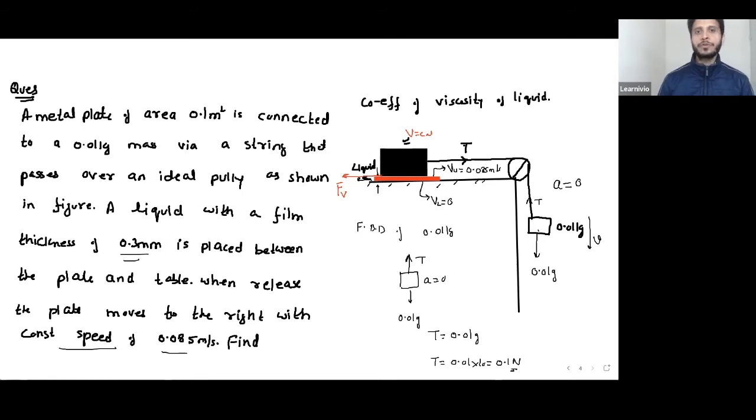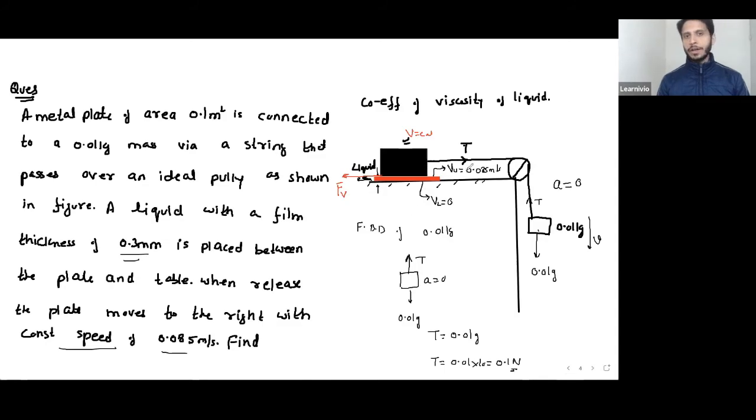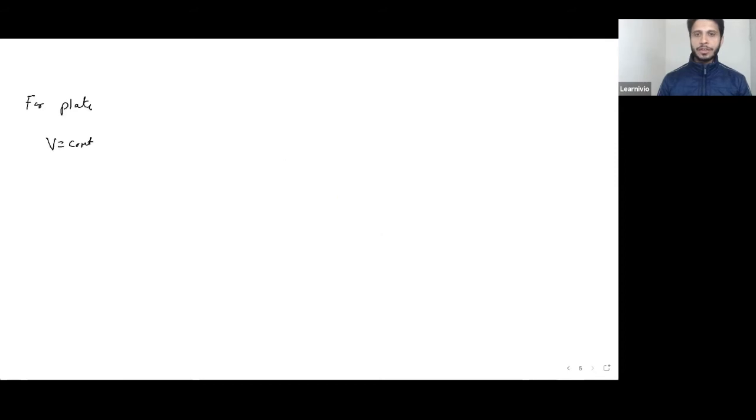So if the velocity is constant, now let's solve the plate. For plate, velocity is constant. Velocity constant means the two forces acting along x-axis should balance each other. Velocity is constant, that means acceleration of the plate is 0. If I draw the FBD of the plate, then the FBD of the plate is like, this is the plate.